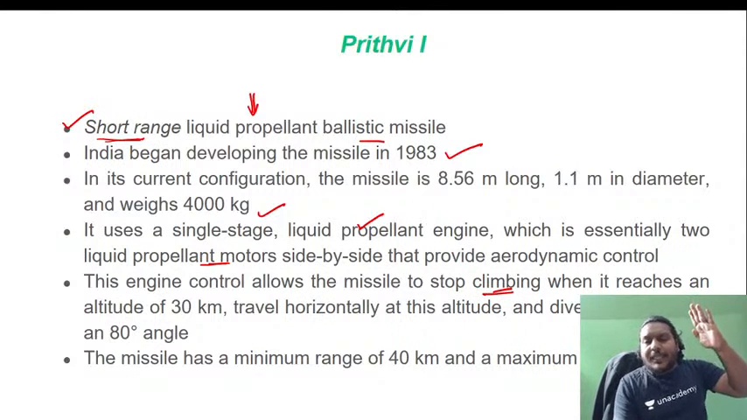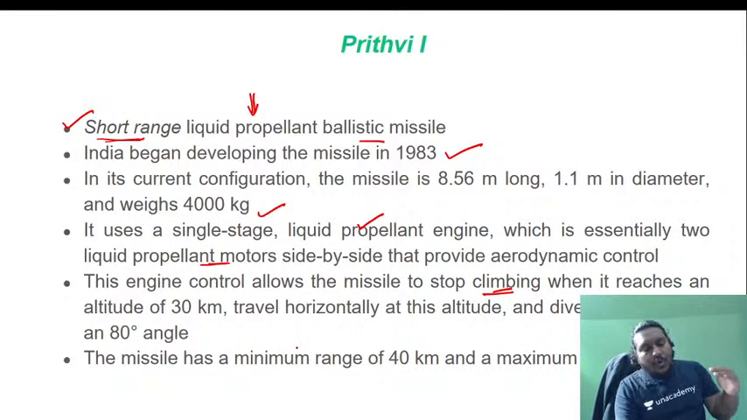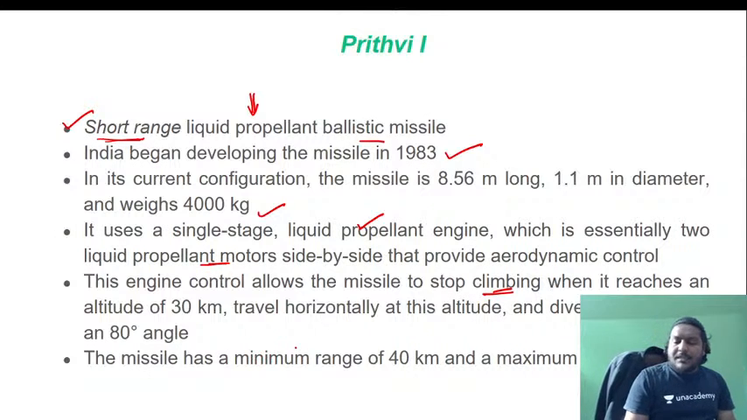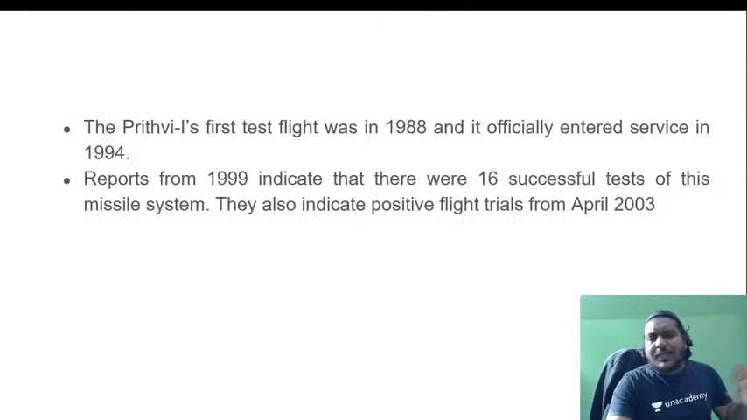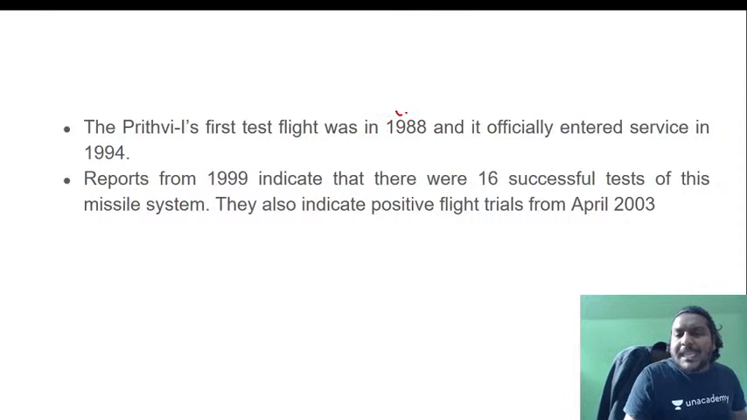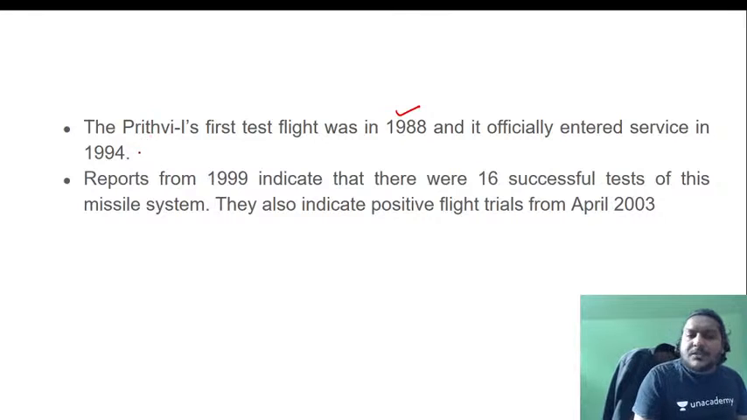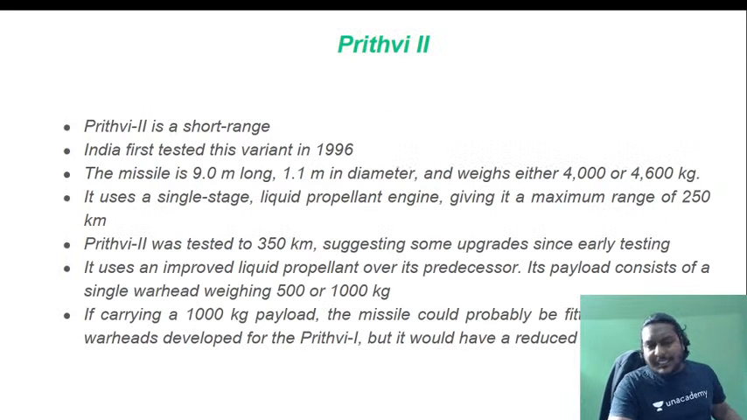After that, it would stop going further up, and from there it would go horizontally and hit the target at an angle of 80 degrees. It has a minimum range of 40 and a maximum of 150 kilometers. These are the important points, you don't have to get into other things. The test flight was done in 1988 and it officially entered into service in 94. Many successful tests have been done. So that is Prithvi 1.